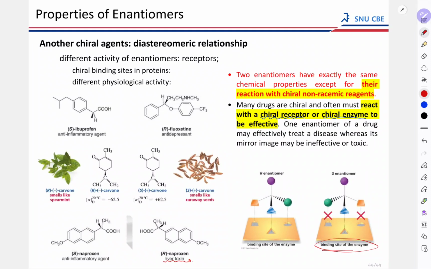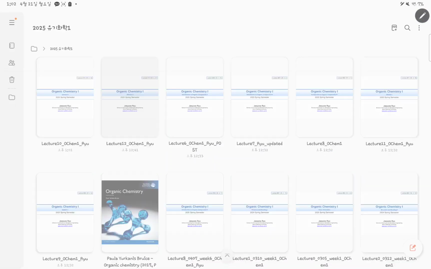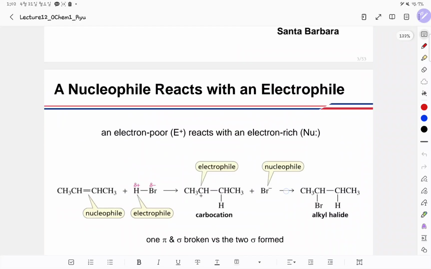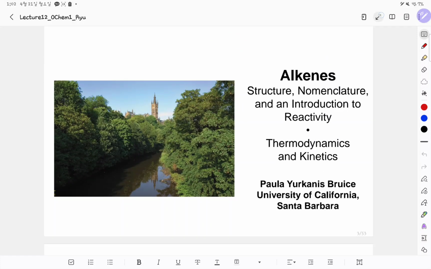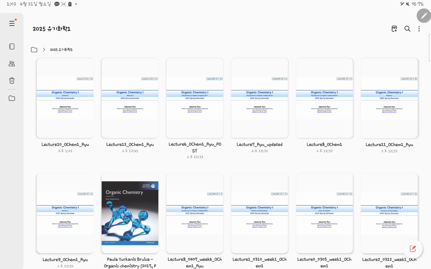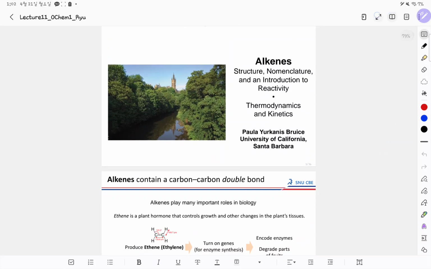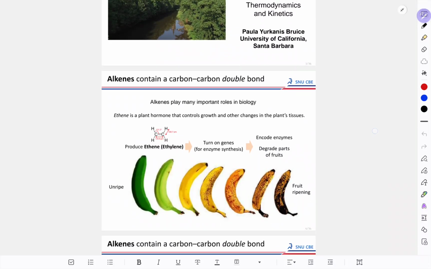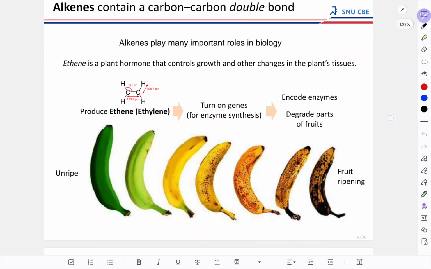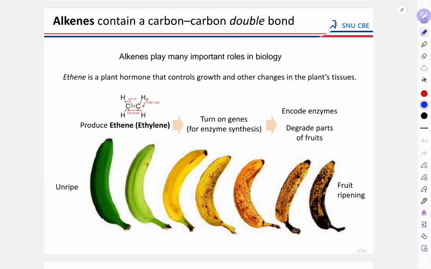And then we can move on to the alkene, right? So what is alkene? Alkene is a compound containing a double bond, right? So we'll discuss structure, name, and maybe we can discuss a little bit about the reactivities and very basics of thermodynamics and kinetics. That's the scope that we'll discuss in this chapter for alkene. So alkene, the simplest molecule is ethylene, right? It looks like this, right?